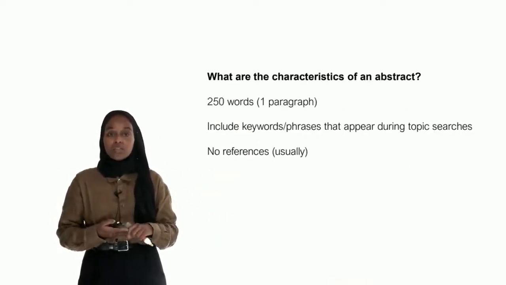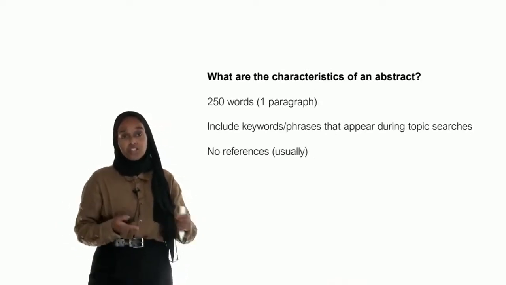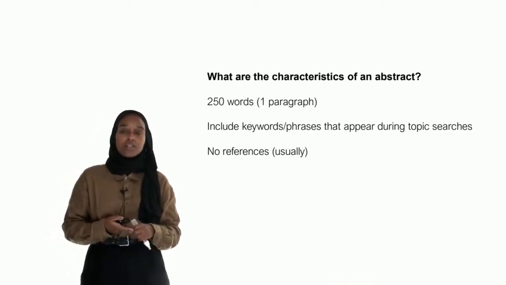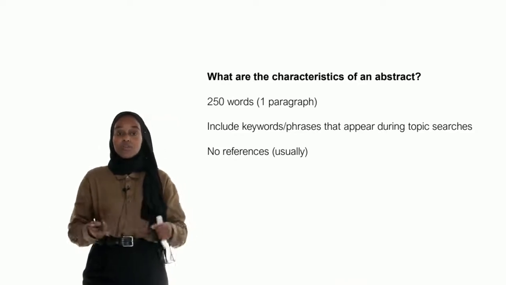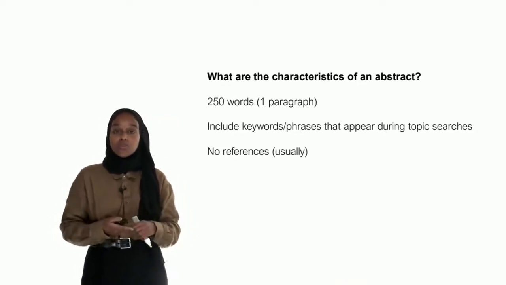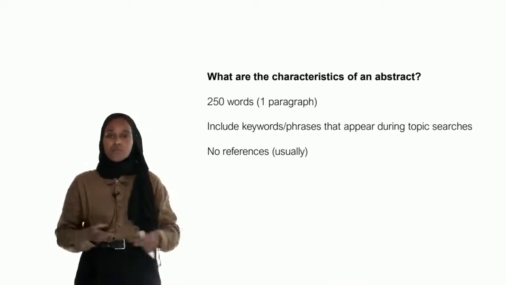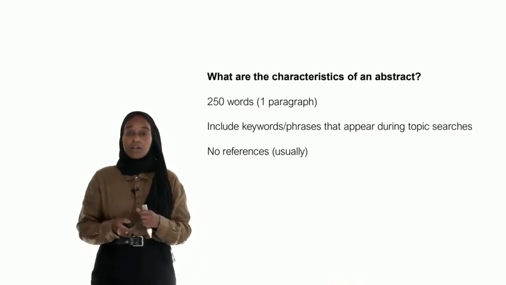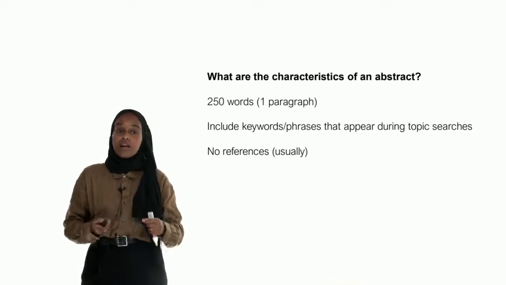Try to include keywords or phrases that appear in topic searches. As I mentioned in the previous lesson, when you search for papers, you might search on Mendeley, you might search on Google Scholar, you might search on PubMed, and those search bars allow you to search through the use of keywords. So what are maybe the 5 or 10 keywords that I think are important when it comes to my work and my content, and try to include them as much as you can within the abstract.